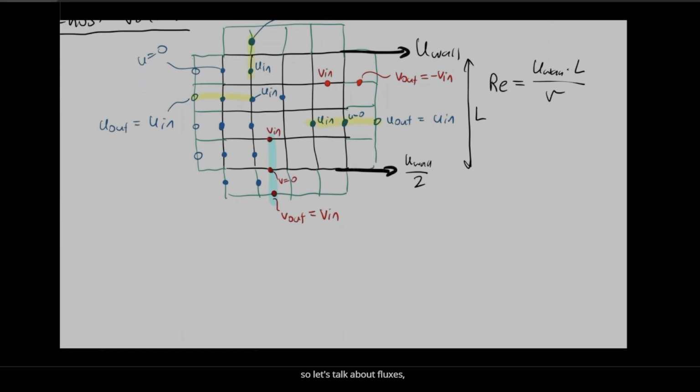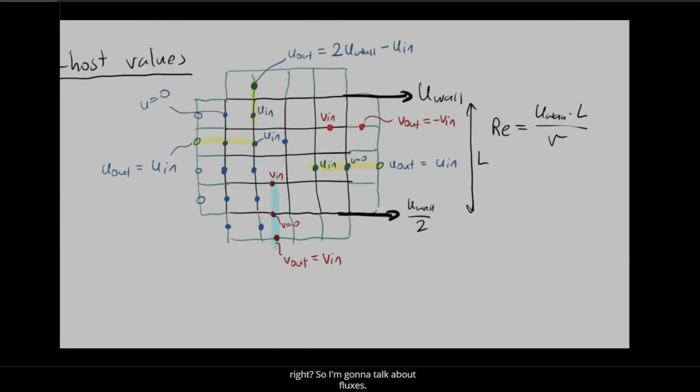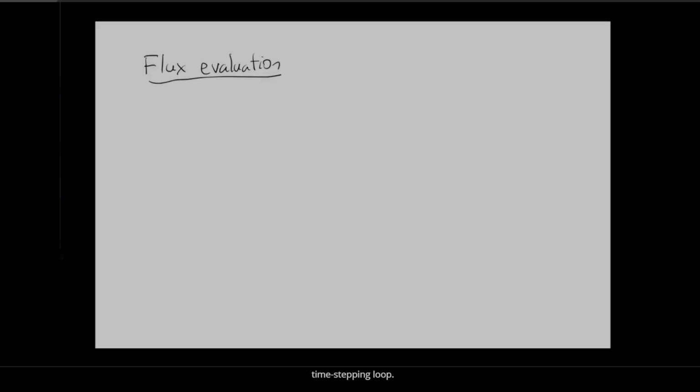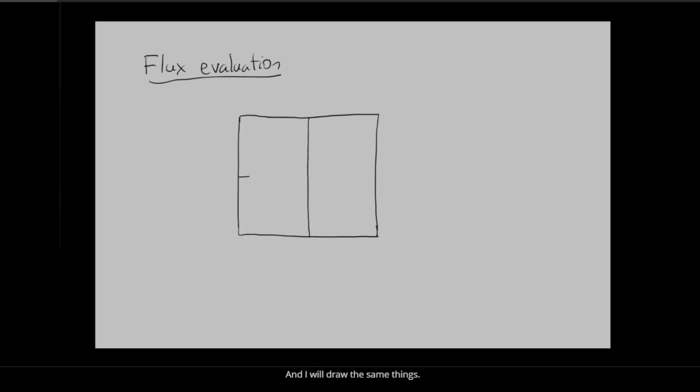All right, so let's talk about fluxes. New picture here because I have too much stuff on that one. So flux evaluation. Remember, setting the ghost values was the first step in the time-stepping loop. Now you need to evaluate the fluxes, and I give you the sizes of all of these in terms of matrices. So let's go back to our computational domain, and I will draw the same things.